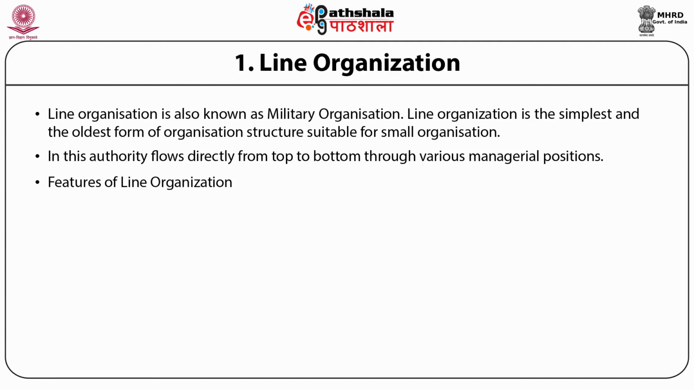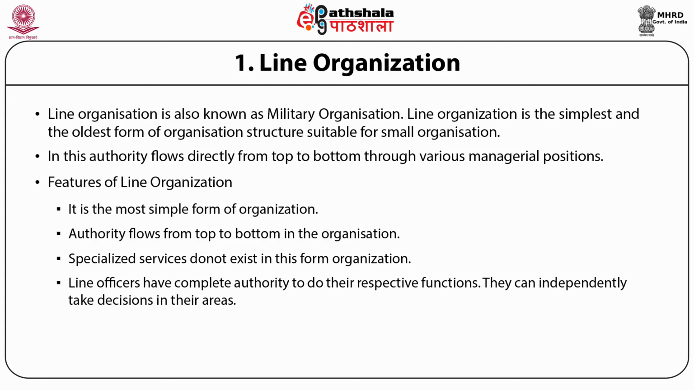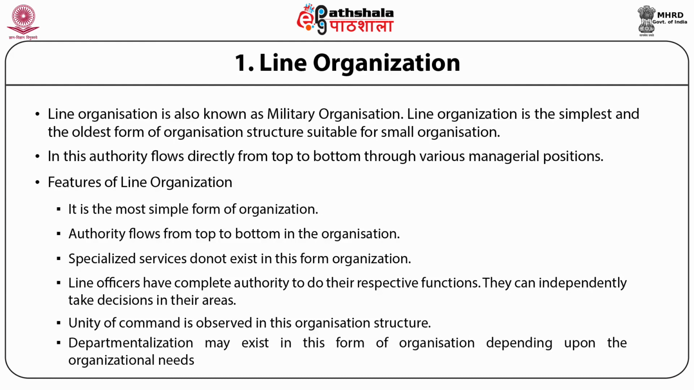Features of line organization. First, it is the most simple form of organization. Second, authority flows from top to bottom in the organization. Third, specialized services do not exist in this form of organization. Fourth, line officers have complete authority to do their respective functions. They can independently take decisions in their areas. Fifth, unity of command is observed in this organization structure. Sixth, departmentalization may exist in this form of organization depending upon organizational needs.